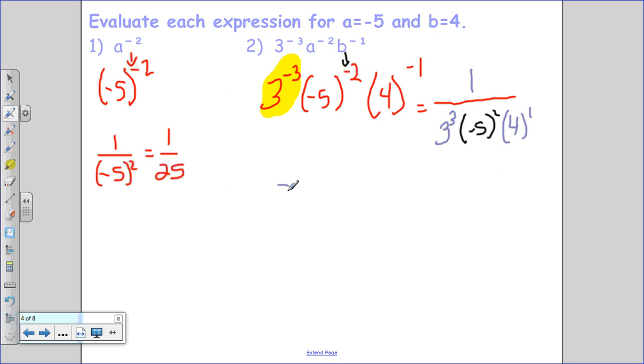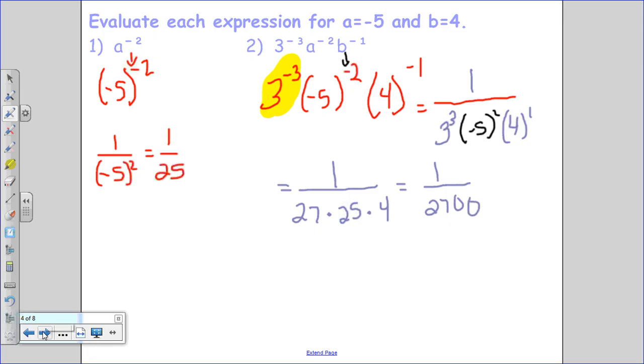3 cubed is 27. Negative 5 squared is 25. And then 4 to the first power is just 4. And then if I multiply all of those numbers together, I get 2,700. And that's my answer.